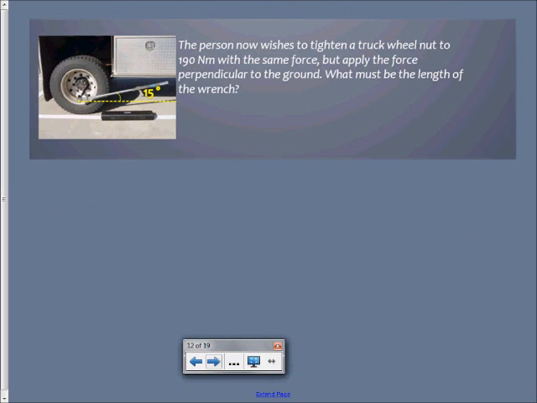Second example here, again tightening up the nut on a wheel, but we see that there's a bit of an angle. What we're told is that we've got 190 Newton force here. I think we can assume that that force is still acting in that direction there. But if we want the perpendicular distance, we need that horizontal distance there. So we've got a little triangle that we need to think about, a right angled triangle, like so.